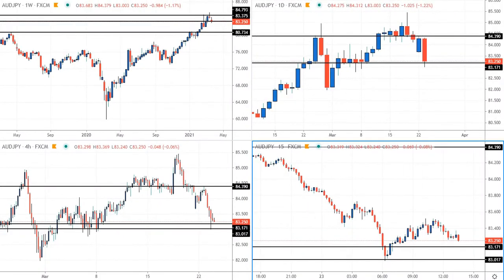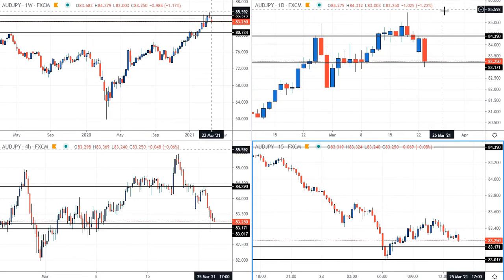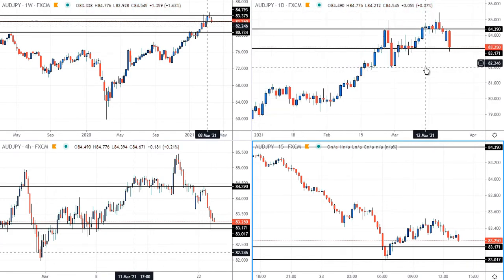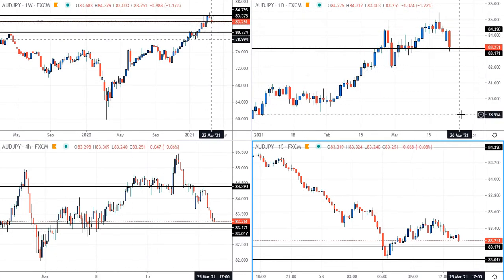Okay, so let's run through a few trades here that happened today, which is Tuesday, March the 23rd, 2021, starting with the Aussie Yen pair. And this pair is in an uptrend. Tomorrow in our webinar, I will explain to you how we determine trend bias, and hopefully that'll be helpful for your own trading.